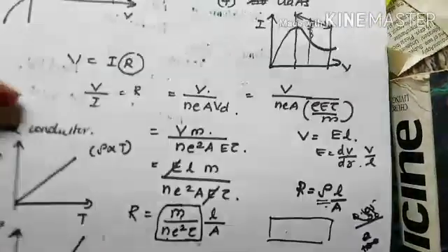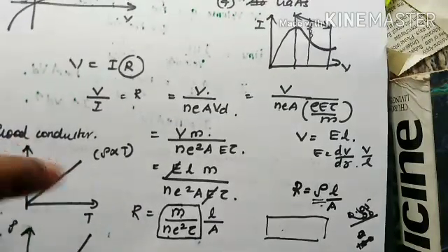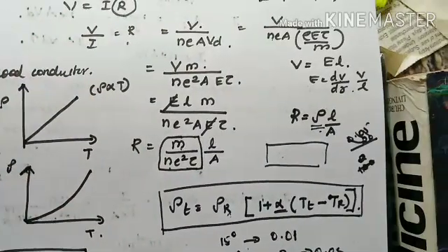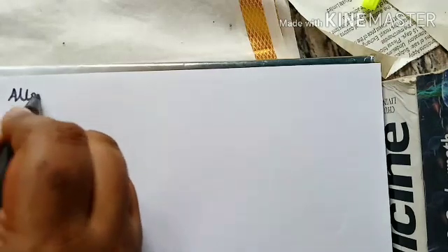Clear? So in the case of a good conductor, at higher temperature rho is directly proportional to temperature, but at lower temperature the linear dependency doesn't hold. And usually rho is at its least value, very small, in the case of a superconductor. Now we'll move on with alloys. I hope you understand what an alloy is: a combination of many metals.